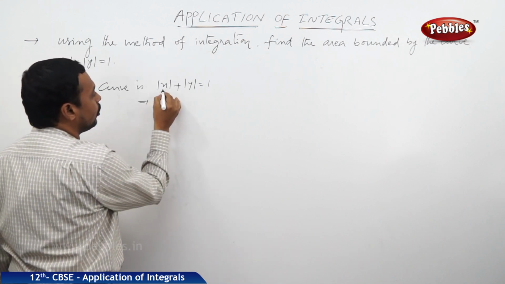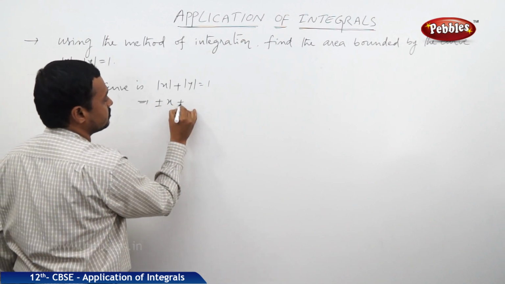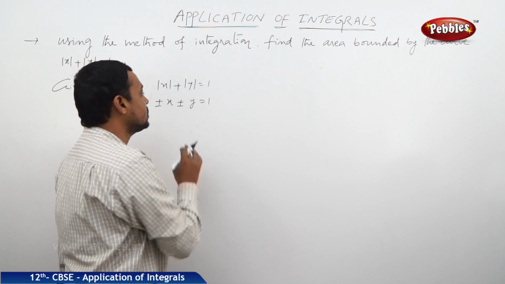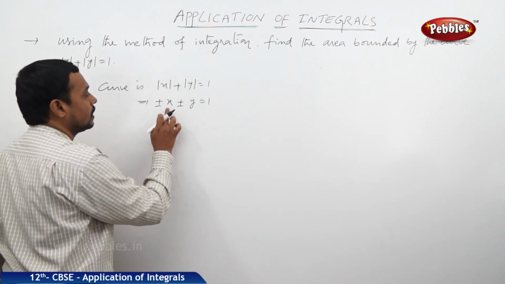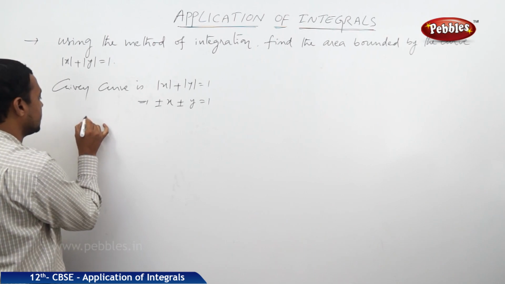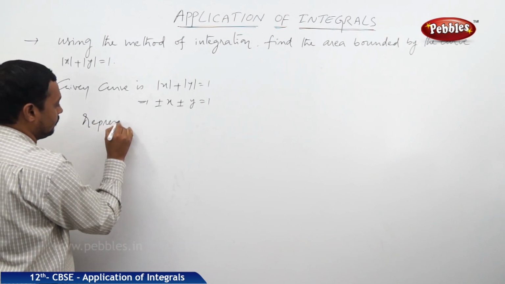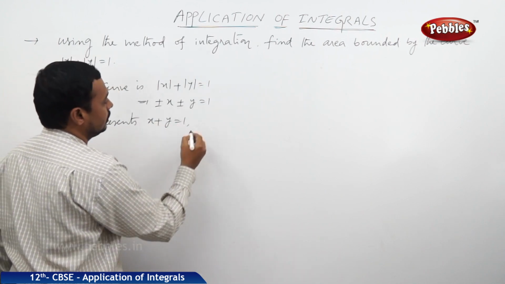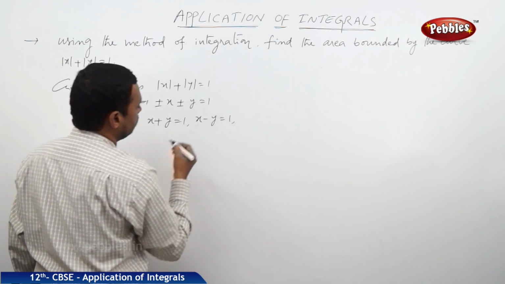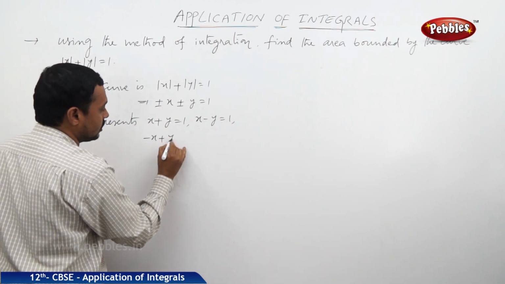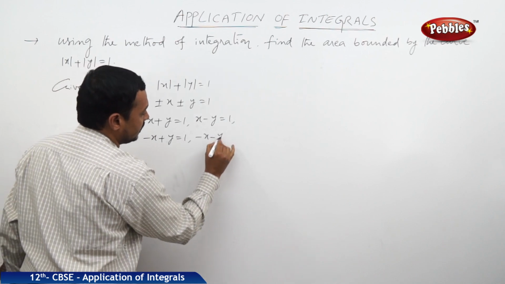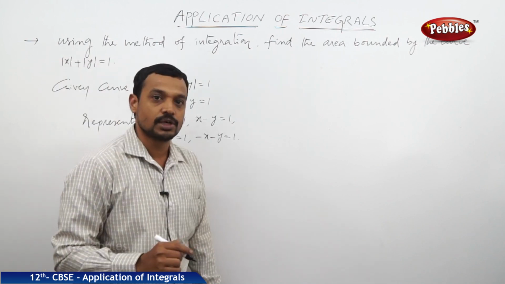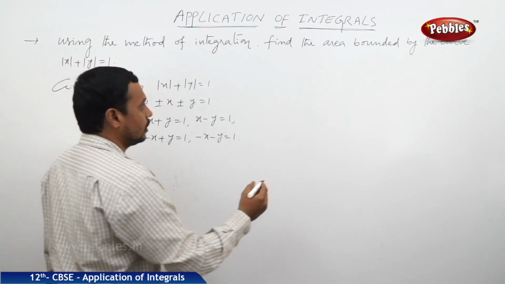Now this implies |x| means plus or minus x, and |y| means plus or minus y, and the sum is equal to 1. Now this equation represents 4 straight lines. What are they? x + y = 1, x − y = 1, −x + y = 1, −x − y = 1. Now these are the 4 straight lines in the curve |x| + |y| = 1. Now let us draw them.